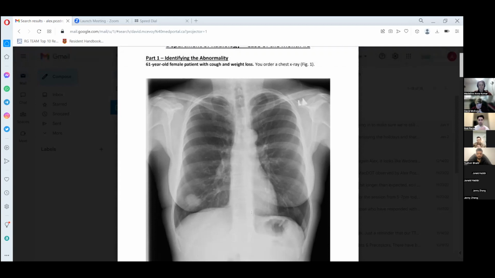So next we can move on to looking at the lungs themselves. Lung fields on a frontal radiograph are going to be difficult to really localize to a particular lobe.